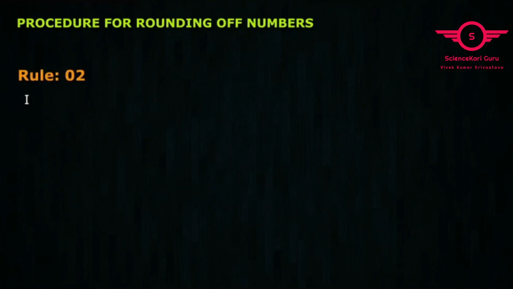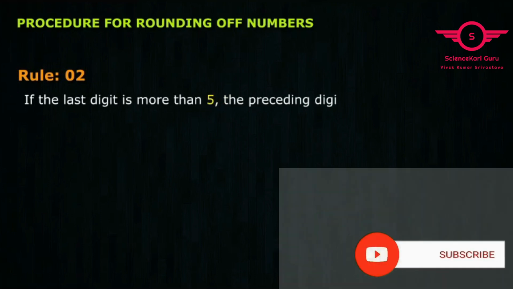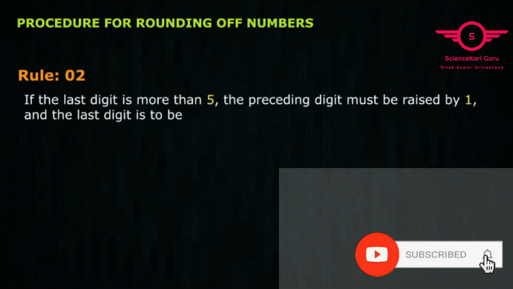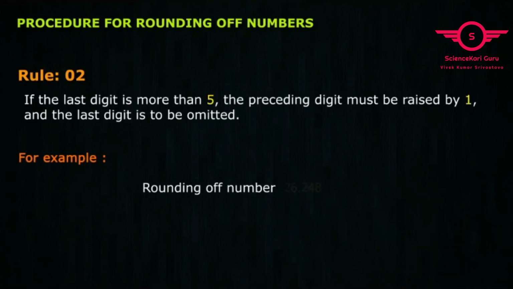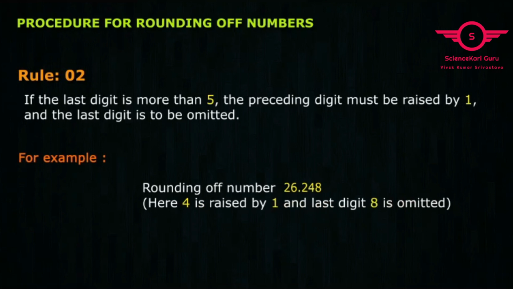Rule 2. If the last digit is more than 5, the preceding digit must be raised by 1 and the last digit is to be omitted. For example, we have a number 26.248. Here, the last digit 8 is more than 5. Hence, 4 is raised by 1 and the last digit 8 is omitted. Hence, rounding off the number to 26.25.